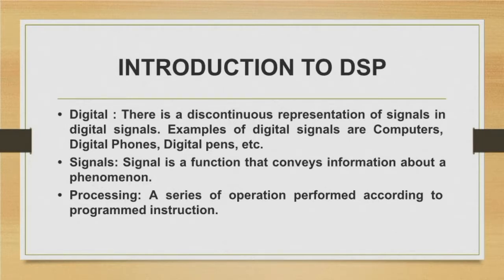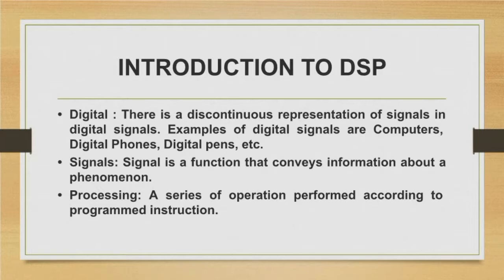Now we move on to introduction to DSP. Here I split this term into three terms: digital plus signal plus processing equals digital signal processing. So what is digital? Digital means a discontinuous representation of signals. For example, our computers, digital phones, digital pens, etc. All of these we call digital. Simply, digital signals are signals that are discrete in time and quantized in amplitude.